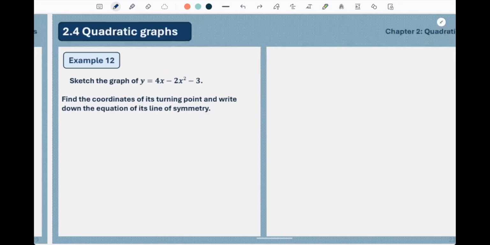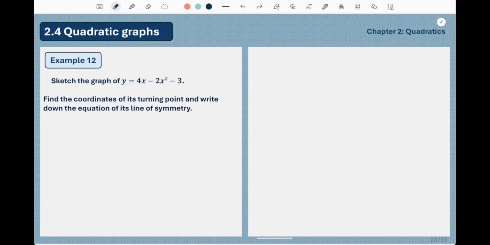We've got one more example for today, which is example 12, where we're going to do the same steps. Sketch the graph of y equals 4x minus 2x squared minus 3, and we will find the coordinates of its turning point and write down the equation of its line of symmetry. So first of all, we'll find the general look of the graph, or the parabola, to be more specific.